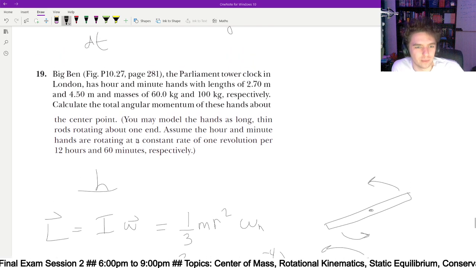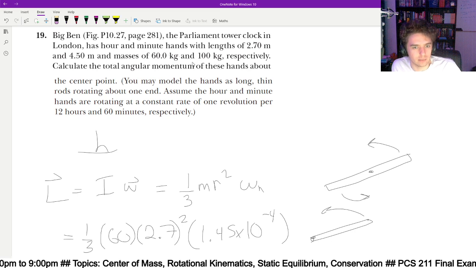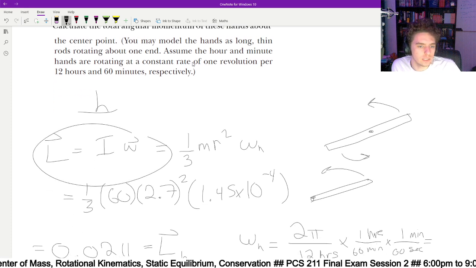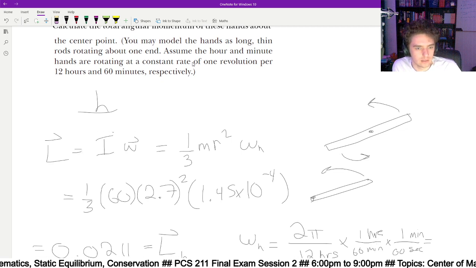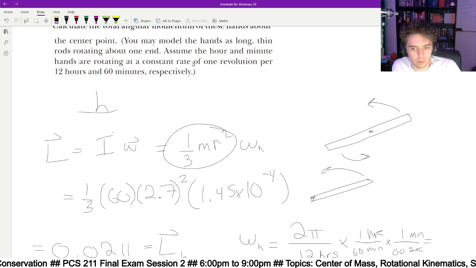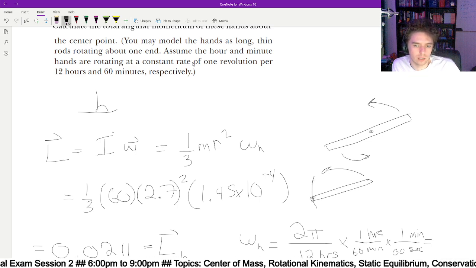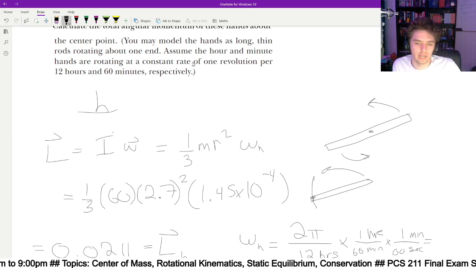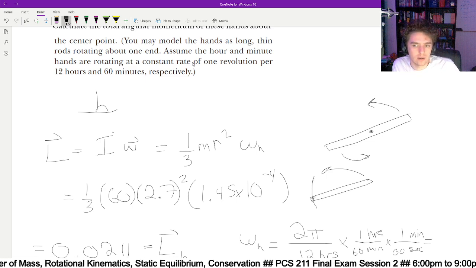No problem at all. So the question wanted us to find 2 angular momentums and just add them together, one for the hour hand and one for the minute hand. So we use this formula for angular momentum: angular momentum is equal to the inertia times the angular velocity. The inertia, from the table, for a pole spinning from its end, is 1/3 mr squared. It's different for each shape rotating, and also different if it was rotating around its center.